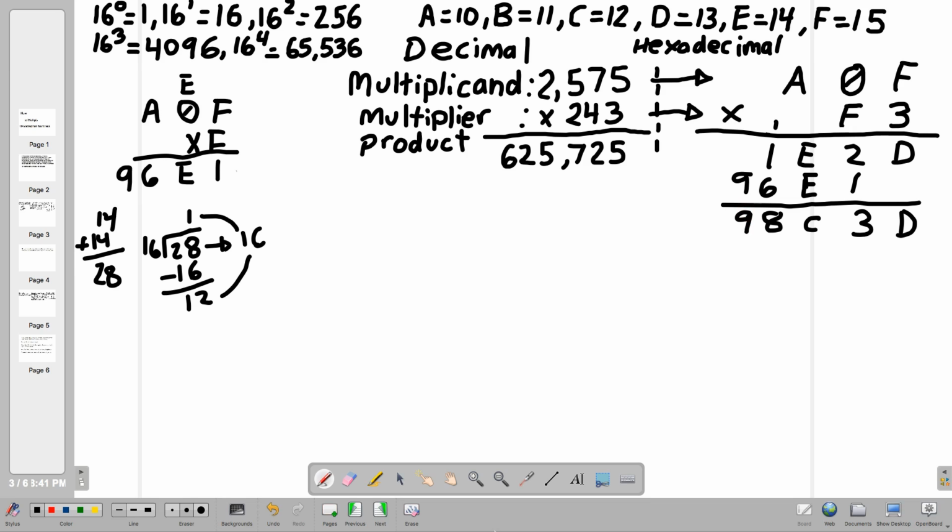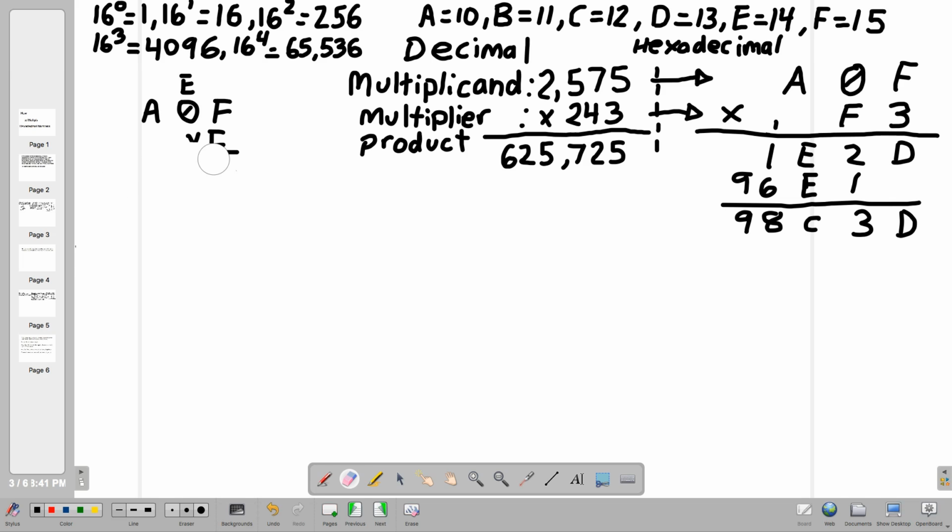So what we want to do is, we have an expected product of 625,725. What we want to show is that the value that we came up with in hexadecimal, that's 98C3D, is in fact 625,725. So let's see what we have.